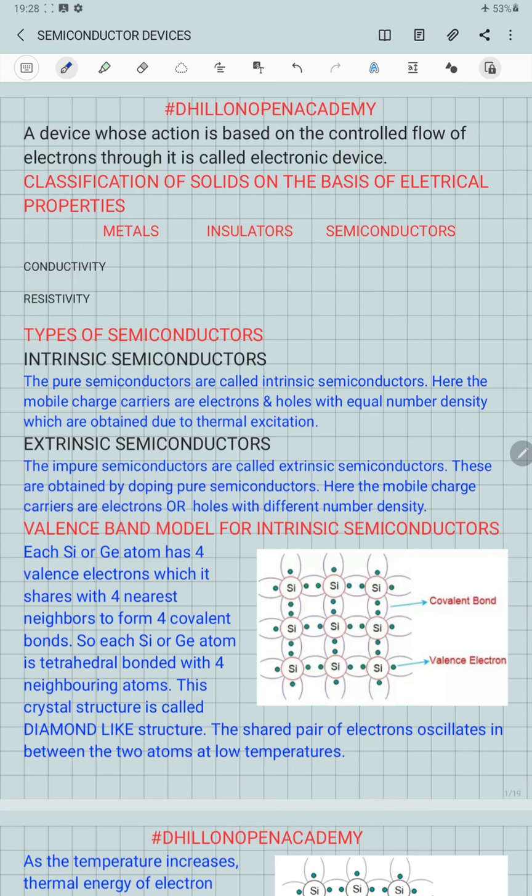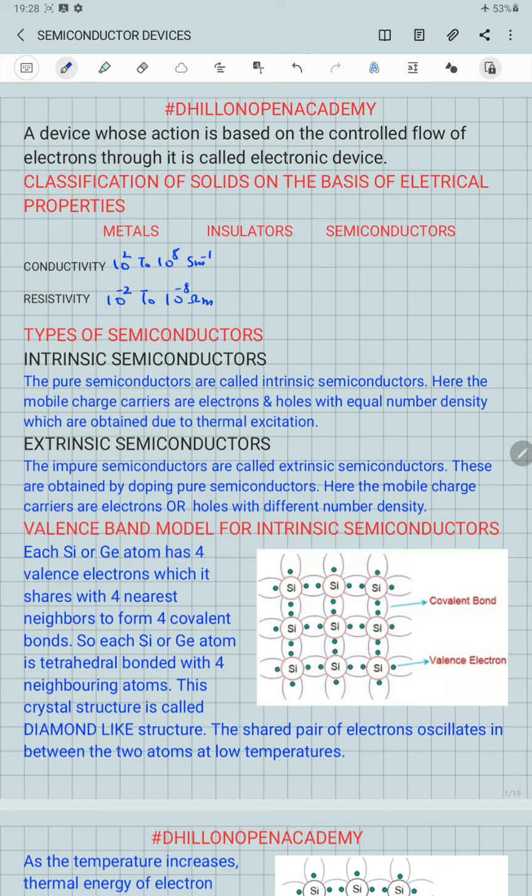Now, semiconductors fall into the category of solids. Based upon their electrical properties, we can classify solids into three different categories: metals, insulators, and semiconductors. If we talk about the conductivity of metals, it varies from 10^2 to 10^8 Siemens per meter, while their resistivity varies from 10^-2 to 10^-8 ohm meter.